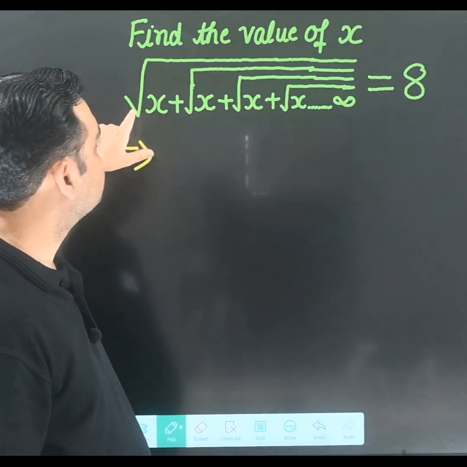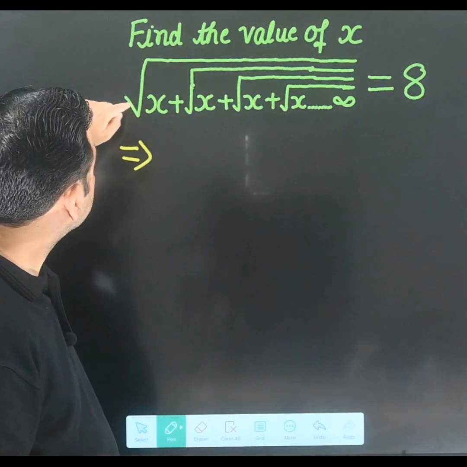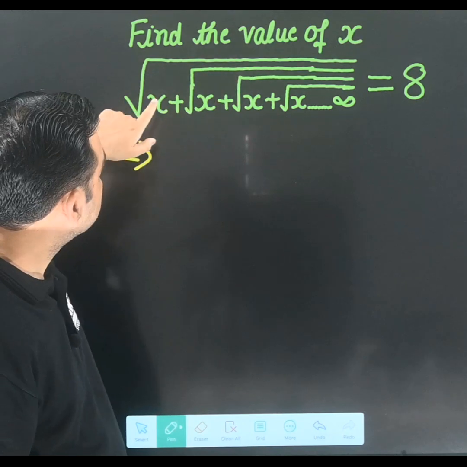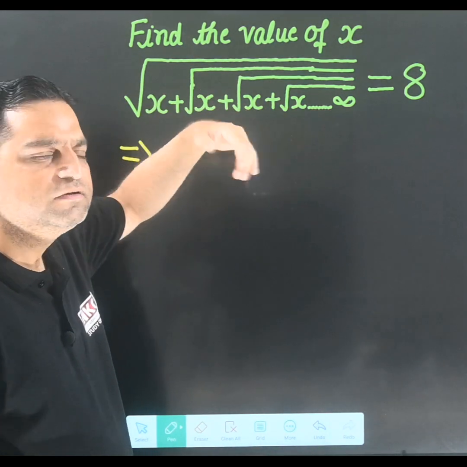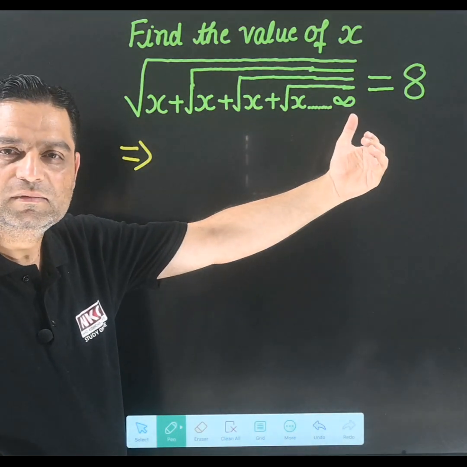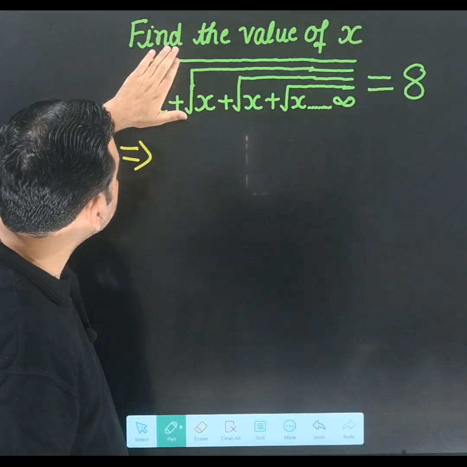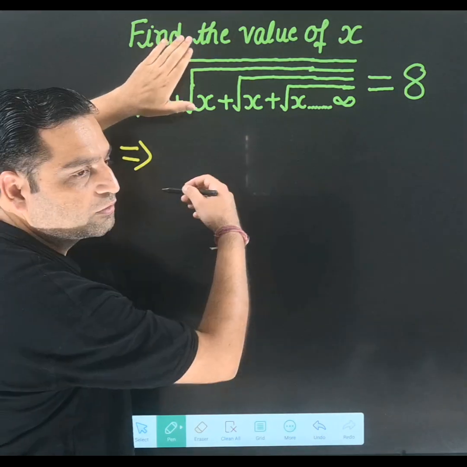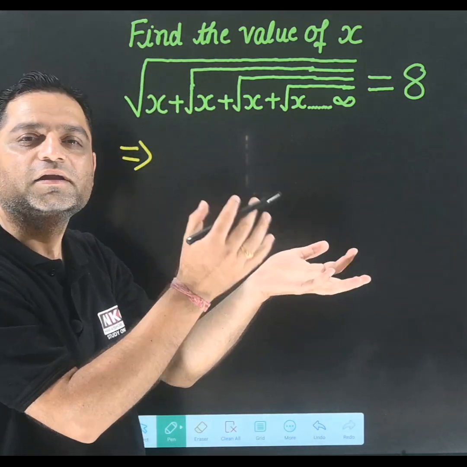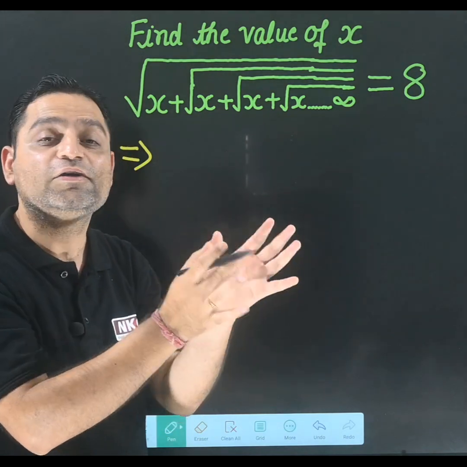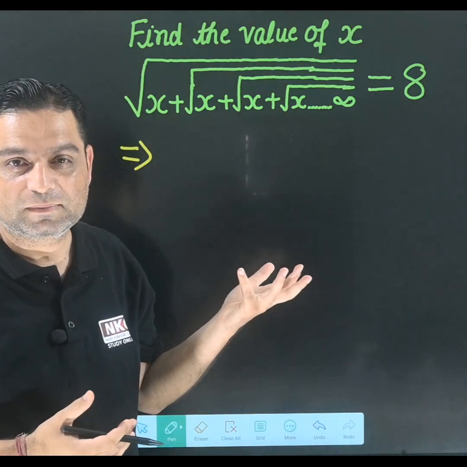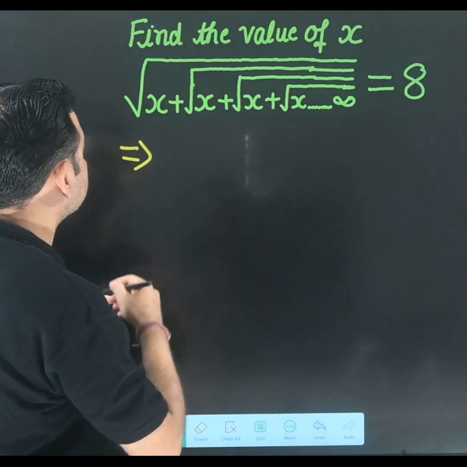First of all, analyze it carefully. Having square root, then inside x plus again square root again x plus, same thing is going on up to infinity. Even if you remove one x, still it is the same, because infinity remains infinity. Infinity minus 1 is infinity, infinity plus 1 is infinity. You cannot identify which value is this. So there is an easy way of expressing it.